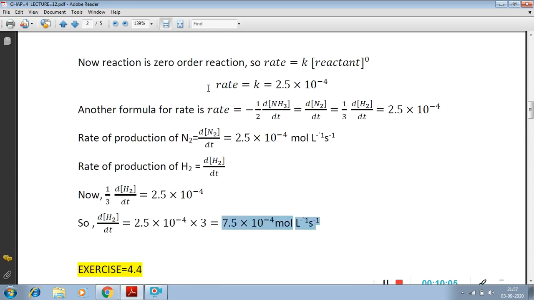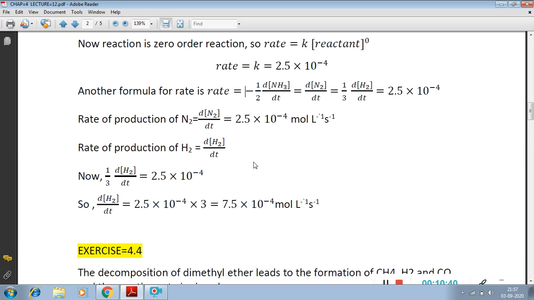These two formulas you have to remember. Rate is equal to K into concentration of reactant raised to 0, because our reaction is zero order reaction, and moles you have to write down in division. You can see here also 2 is there in division, and minus sign is there because NH3 is degrading here, reactant is reducing here, that's why minus sign is there.